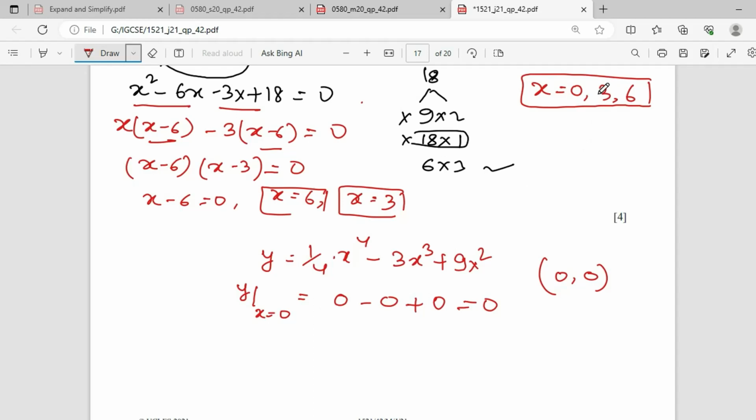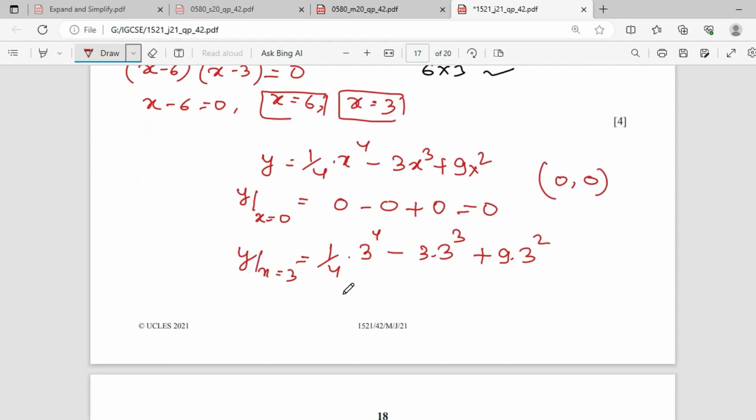Now let's put the value of 3 and get the value of y when x equals 3. So 1 upon 4, 3 raised to power 4 minus 3 into 3 raised to power 3 plus 9 into 3 raised to power 2. Let's try to solve this one. 3 raised to power 4 is nothing but 81, divided by 4, minus 3 raised to power 3, which is 27, 27 into 3 is 81, plus 3 raised to power 2 is 9, 9 into 9 is 81. Again we can cancel this one. Our answer is 81 upon 4. If we try to divide this one, how much value will we get?